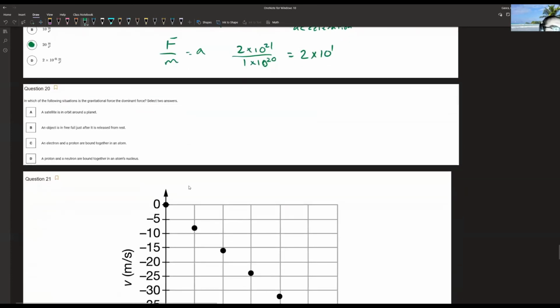All righty. In which of the following situations is the gravitational force the dominant force? So we're going to go ahead and do a multiple correct here. Oh, shoot. I think I chose the wrong format for the previous one. Sorry.